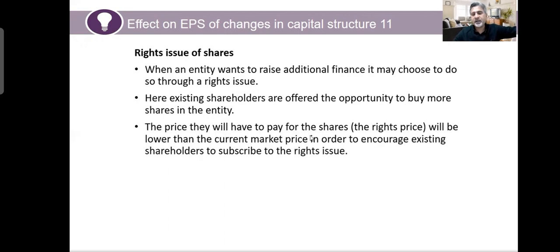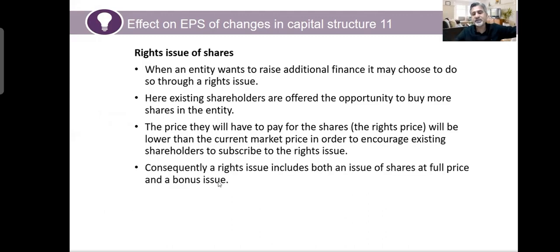The price they will have to pay for the shares, the rights price, will be lower than the current market price in order to encourage existing shareholders to subscribe to the rights issue. Because we want to maintain their holding, we want to maintain their control. Because if you start giving shares to outsiders, they lose control, and dilution of ownership happens. Consequently, a rights issue includes both an issue of shares at full price and a bonus issue. So you are giving at $4, so you are getting cash, and you're also giving away some bonus.